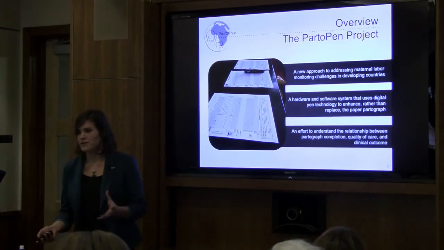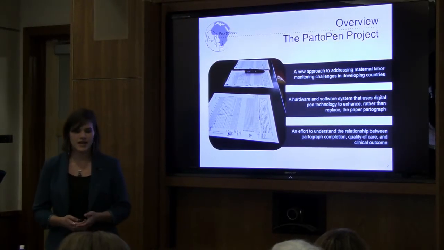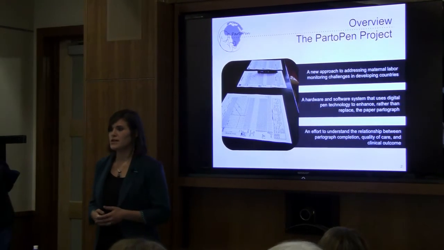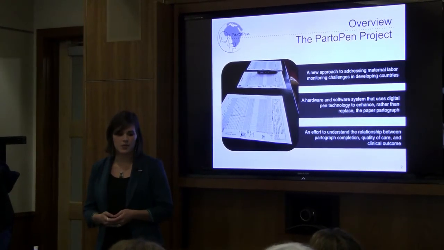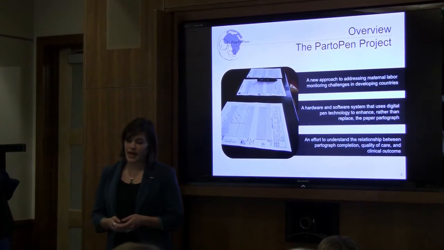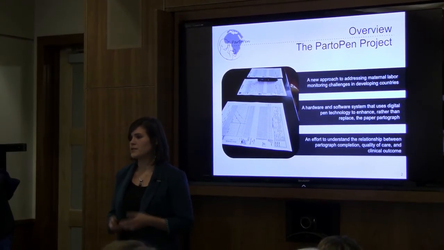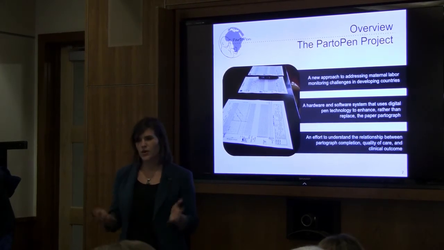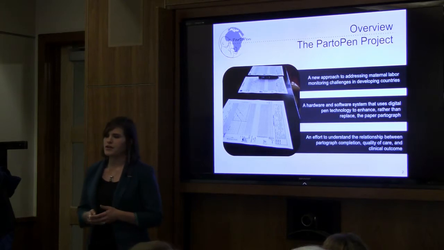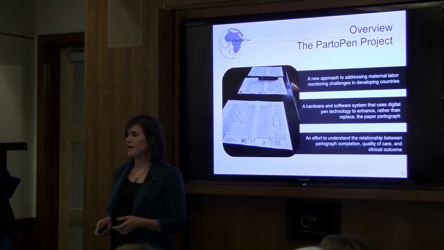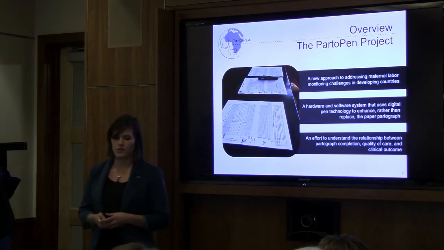A high-level overview of the PartoPen project is that it is a new approach to addressing some of the challenges associated with maternal labor monitoring in the developing world. It uses digital pen hardware and software to enhance rather than replace the Partograph, which is a paper-based labor monitoring tool. And this work overall is an effort to better understand the relationship between Partograph completion, the quality of care, and clinical outcomes in the developing world setting.